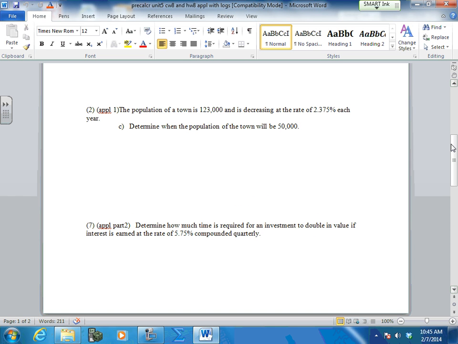Back in your application packet that we did the second day, only I called them 1 and 2 reversed, I think. Number 2 said we had a population of a town, and it was decreasing at this rate. So we had to say principal times 1 minus the rate for time, because we did the y equals a b to the x. So we started with something, we ended with something, we're decreasing our population. If you look back, you would find we had this equation. We wanted to know when it decreased all the way down to 50,000. So we started with 123,000.